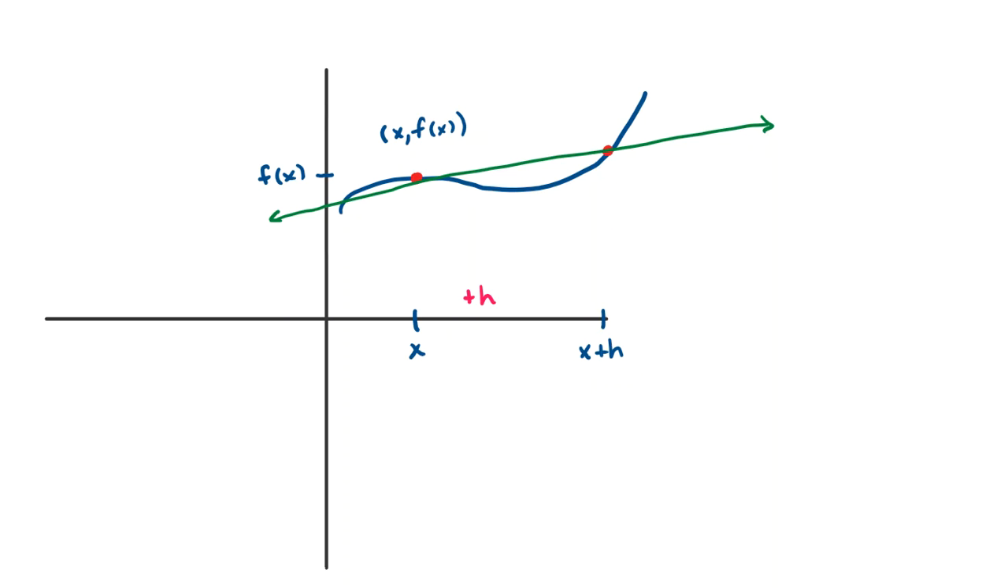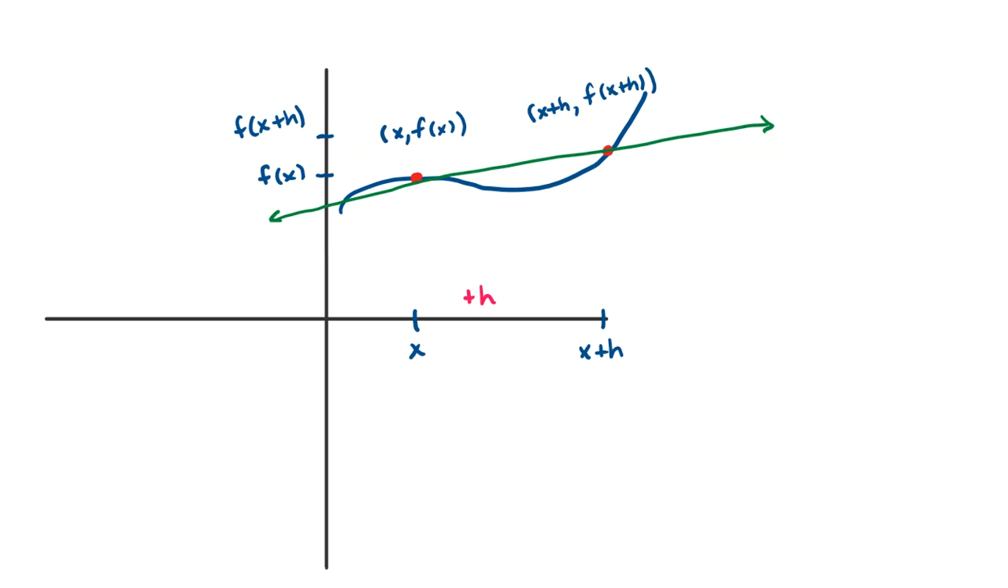Well, if we want to figure out the corresponding y value to this particular x-coordinate, we would plug that into the function as well. So the y-coordinate of this point, which I'm going to label on the y-axis, would be given by f of x plus h. So the ordered pair for this point is going to be x plus h comma f of x plus h.